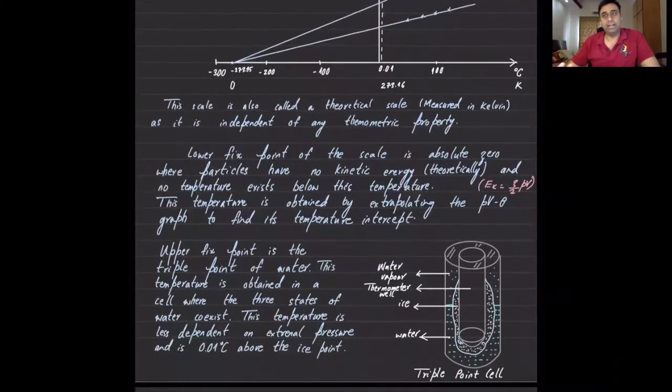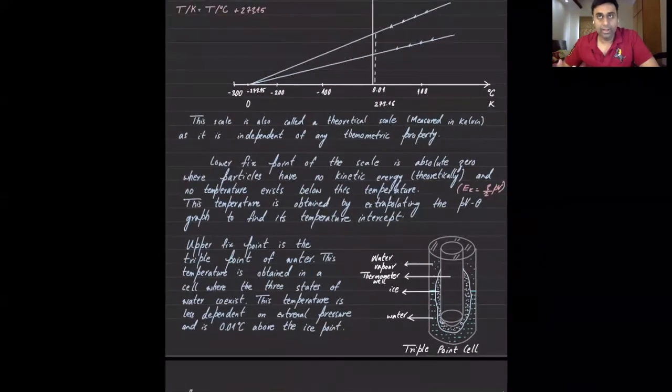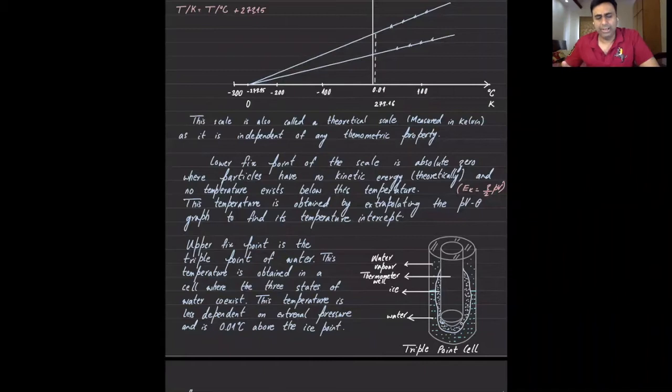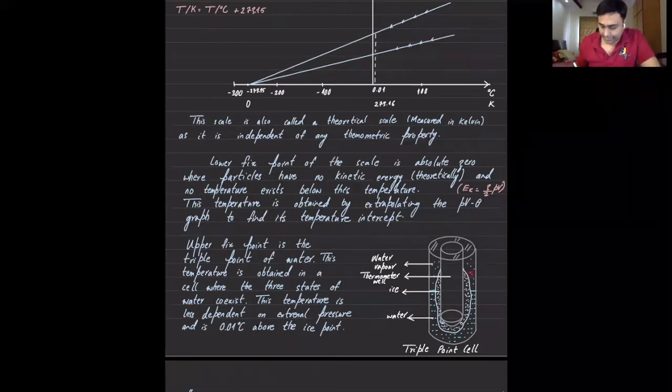Since it is a standard scale and we want to have an improved scale, we wanted to have a better upper fixed point as well. So instead of taking the ice point, we take another temperature, which is slightly different from the ice point, and that is called the triple point of water. This triple point of water is obtained in a concealed glass chamber where you have the 3 states of water, which is, of course, the liquid, the solid, which is the ice state, and the water vapors coexisting together.